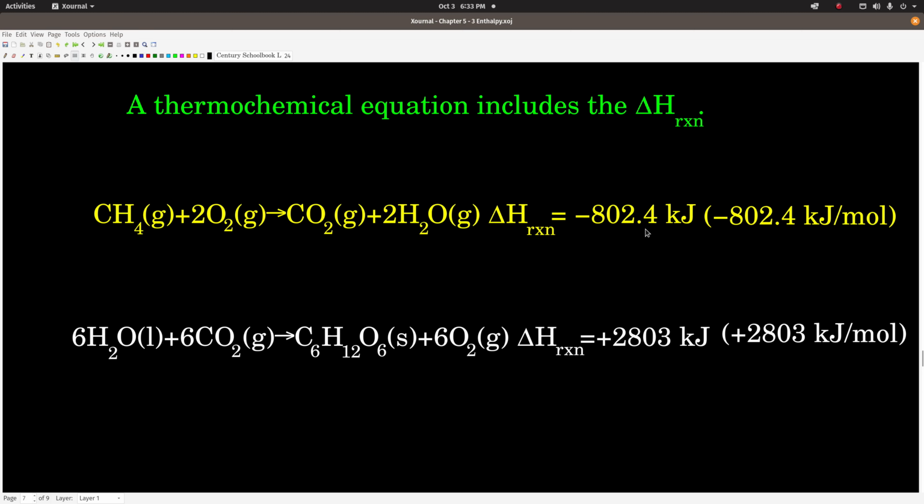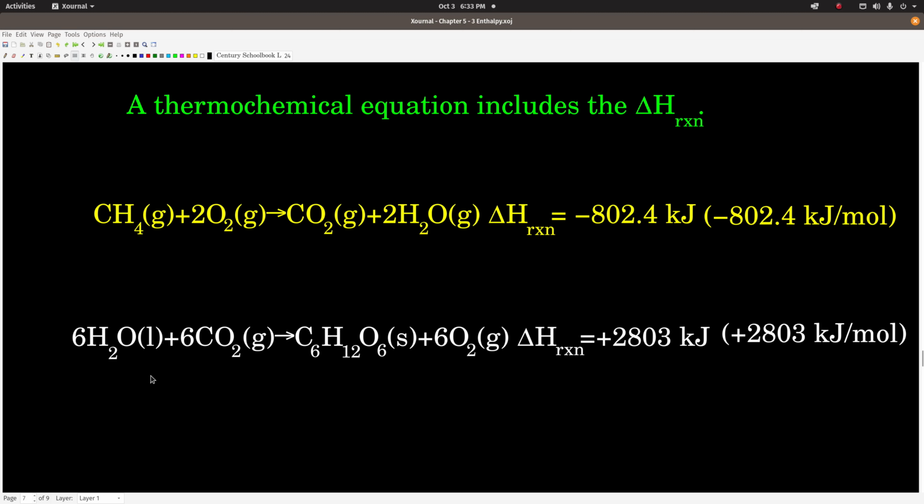Because what this number tells you is the change in enthalpy, delta H, when 1 mole of methane reacts with 2 moles of oxygen to produce 1 mole of carbon dioxide and 2 moles of water. It is just another conversion factor, just like the coefficients in a balanced equation. In this case it's per 1 mole of methane, but it's also per 2 moles of oxygen. So I prefer to write kilojoules, but you'll see it both ways, and either way is acceptable.